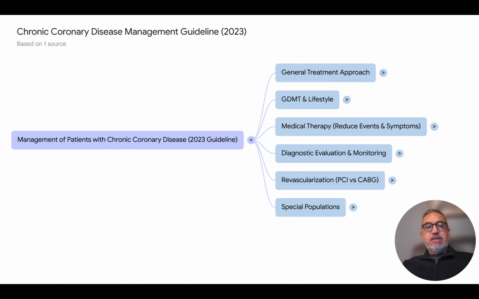To begin with, chronic CAD management guidelines include general treatment approach, GDMT and lifestyle, medical therapy to reduce events and symptoms, diagnostic evaluation and management, revascularization, PCI versus CABG, and special populations. As you notice, revascularization is one of the management strategies, not the management strategy.